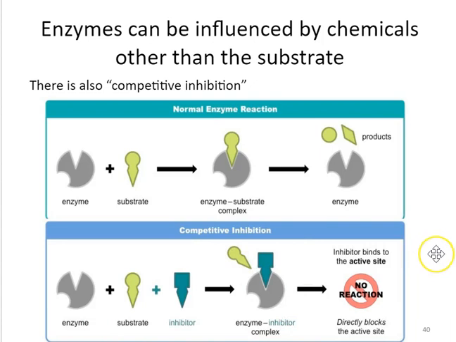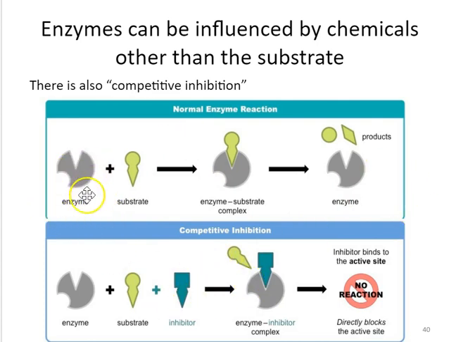There's another way, really, that other chemicals besides the substrates can influence enzyme activity. And this is something called competitive inhibition. And it's competitive because it means there's a chemical other than the substrate competing for the active site. So I took this from the BioNinja site. I forgot to reference it, but you can easily look it up there.